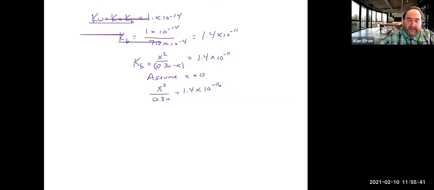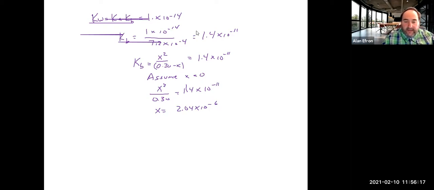Multiplying the 0.3 to the other side, doing a little square root action on it, we will end up with 2.04 times 10 to the minus 6 as our x value by making the assumption. Because we did make the assumption, we do want to make sure that we check it. So again, a reminder to check it.